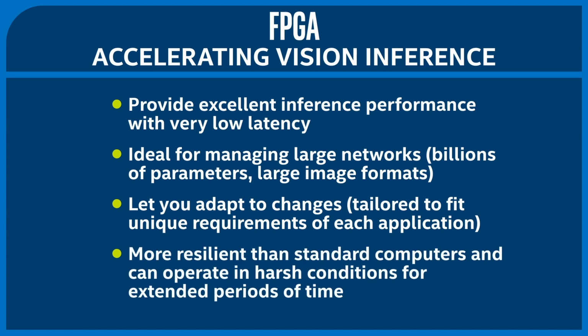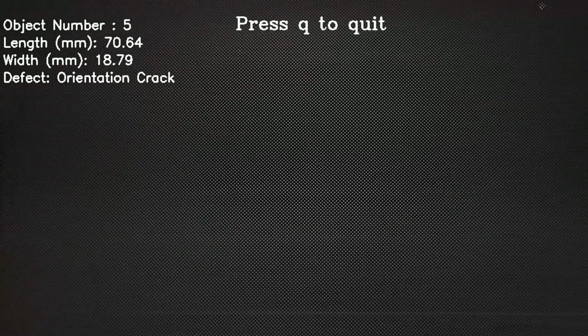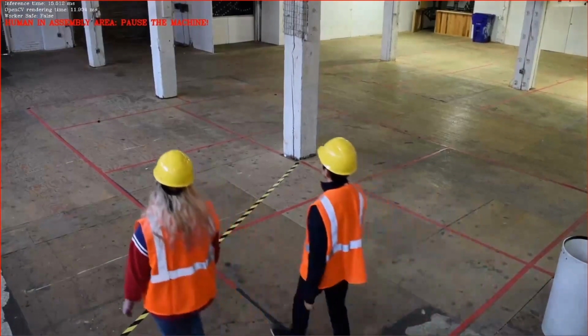Finally, FPGAs are more resilient than standard computers and can operate in harsh conditions for extended periods of time. Many FPGAs run 24/7 in very hot industrial environments where they are used for monitoring product quality or worker safety. As part of Intel's quality process, FPGAs are stress tested to accelerate silicon failure mechanisms. It ensures production devices can operate for over 100,000 hours continuously in extreme temperatures.